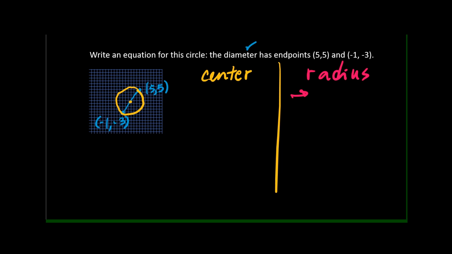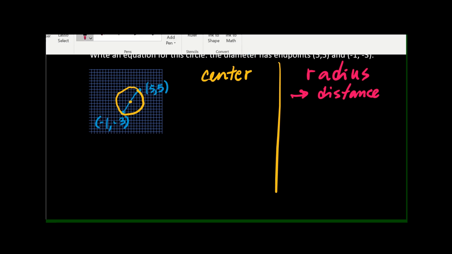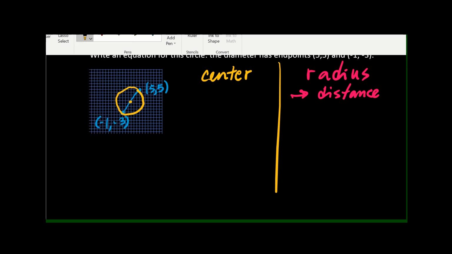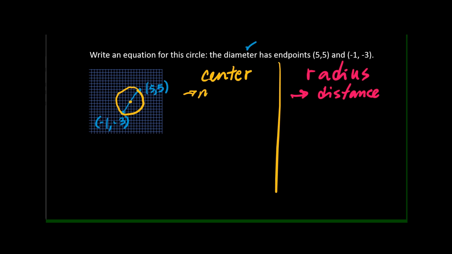Radius, since I have the pink out here, is going to be the distance formula. How far away from the center to one of those points is it? And then the center, well, look at the 2 blue points. Where is the center? It's right in the middle. So what are we going to use? The midpoint formula.